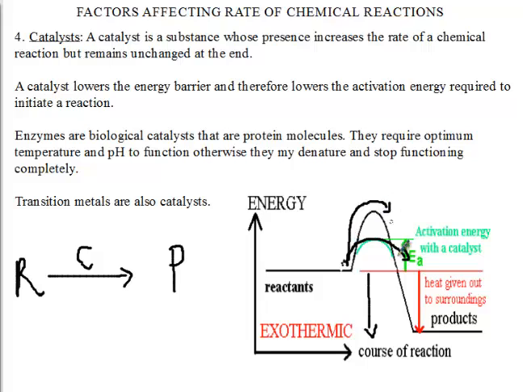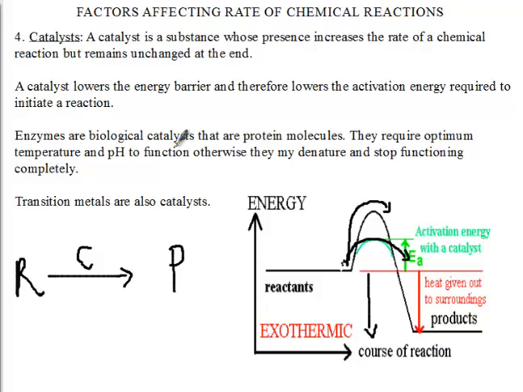This activation energy over here, the initial one, is very high, so not all the particles could have that amount of energy. But once you put the catalyst in there, it lowers the energy demand, and then most of the particles will be able to afford that energy demand and then form the product, so the reaction can go faster.